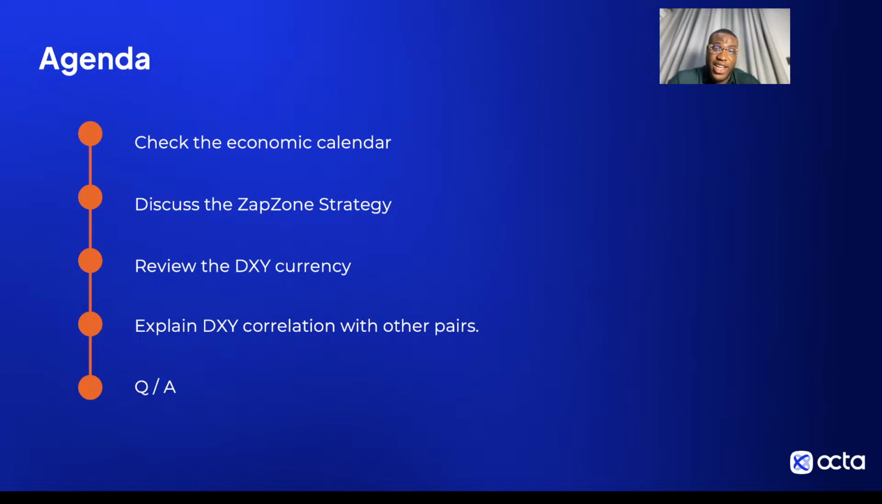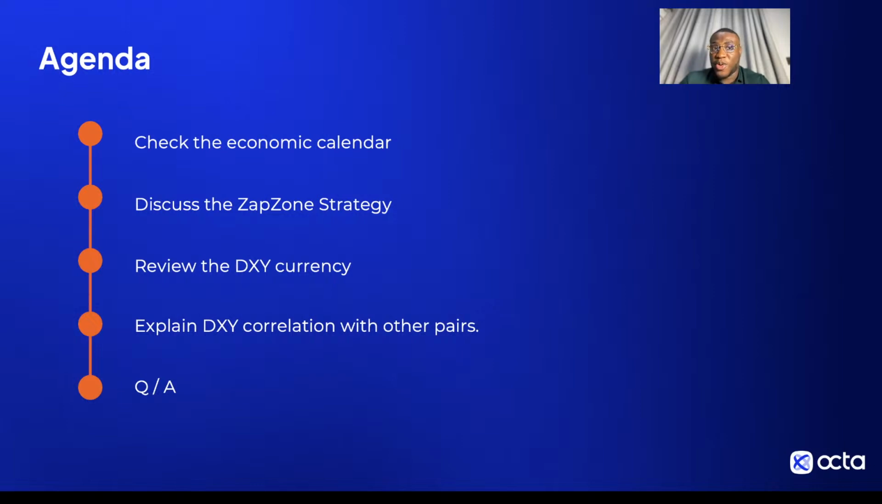The agenda for today is pretty simple, but there will be a lot of information shared. So I would say if you stay to the end of this session, then you'll be able to leave with power-packed knowledge that can help you kickstart your trading career if you're a beginner trader, or help you improve more if you're an intermediate trader.